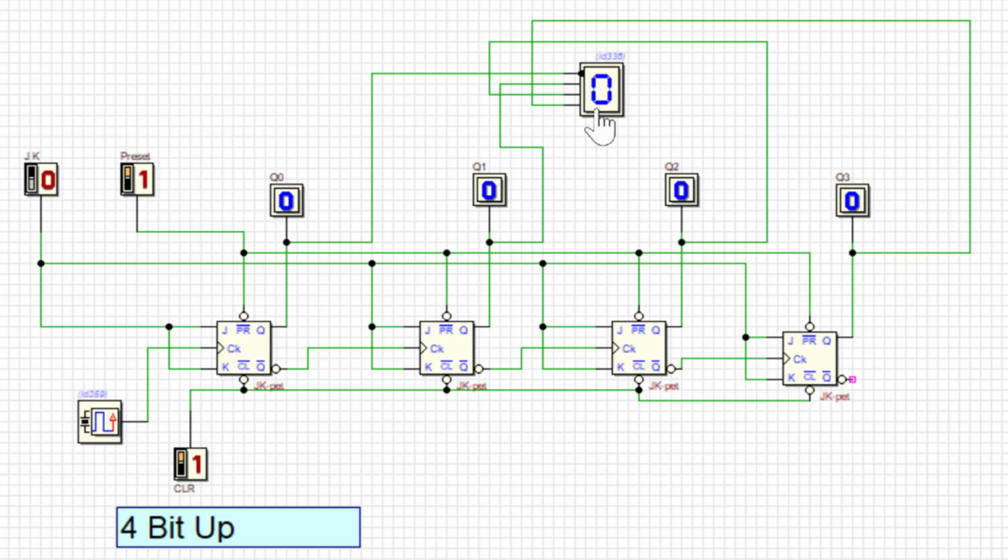The same counting sequence you can see in the display also. Let me start the counting process. Now 1, then 2, which is 1 0, 1 1 will be 3, 1 0 0 will be 4, 1 0 1 will be 5, 1 1 0 will be 6, 1 1 1 will be 7, then 1 0 0 0 will be 8, 1 0 0 1 will be 9, 1 0 1 0 will be 10. 10 is nothing but A, then B, then C, then D, then E, then F, then 0.